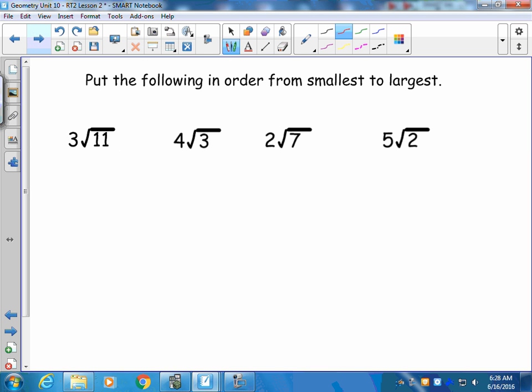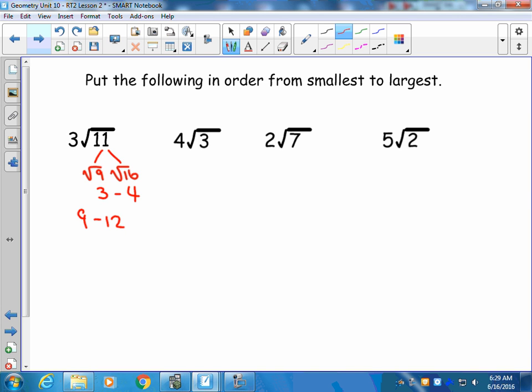Okay, so now if we want to put values in order from largest to smallest or smallest to largest, what we always have to do is think about those estimation values. So we know that the square root of 11 is in between the square root of 9 and the square root of 16. So we know that it's in between 3 and 4. Let's change that value there. So we know that this number is between 9 and 12. So we've got 9 on the low end, 12 on the high end.